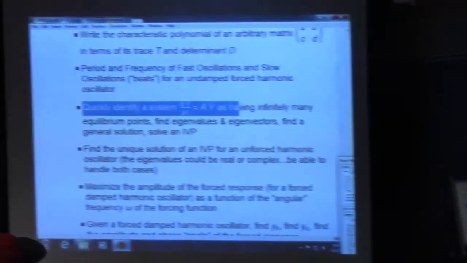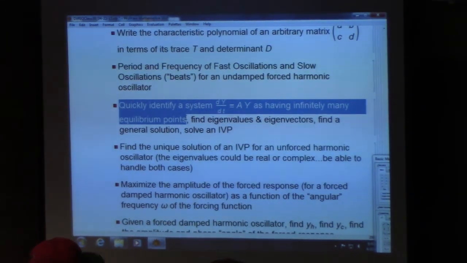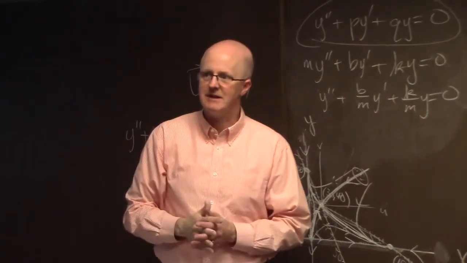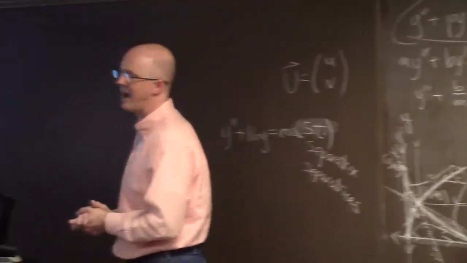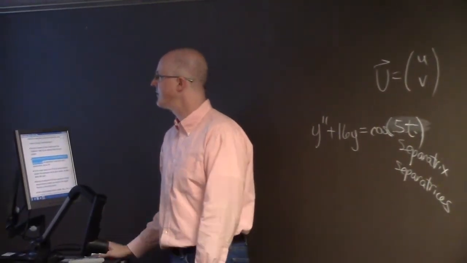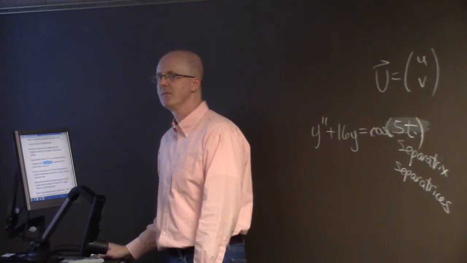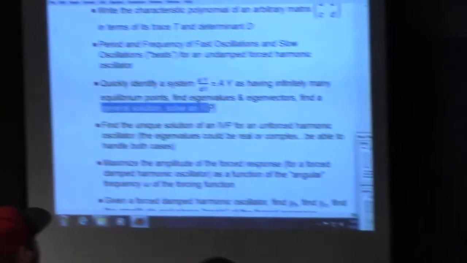Be able to quickly identify a given system as having, well, I'm telling you it's going to have infinitely many equilibrium points. There's a real quick way to do it. Calculation that takes you about 10 seconds. I won't say what it is. I have said it before. There's also a verbal description you can give based on the nature of the entries of the matrix, or when you're going to have infinitely many equilibrium points. That will also affect the eigenvalues. There's going to be a special eigenvalue when you have infinitely many equilibrium points. You should be able to find them, find eigenvectors, find the general solution, and solve an initial value problem.